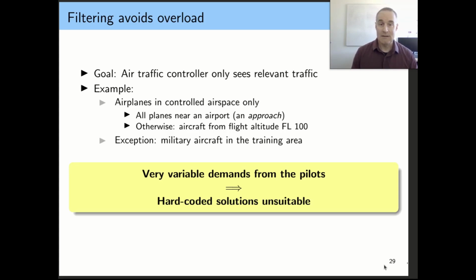If they're not near the airport, if they're above a certain ceiling, above a certain altitude, then again the air traffic controller just doesn't care. It might be a drone flown by a hobbyist or birds or something of that sort. They just don't need to pay attention to it. Another exception is if they're military aircraft within some training area, then that's not the responsibility of the civilian air traffic controller. That's the responsibility of presumably some military organization.